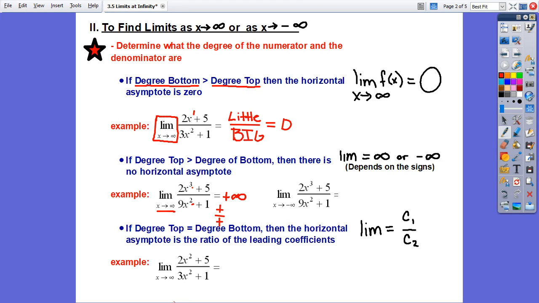Looking at the exact same function, but this time approaching negative infinity. Okay, so we know here that the degree on the top is bigger than the bottom. So we know it's either infinity or negative infinity. We've got to check the signs. Well, now I'm plugging in negative infinity. So think of it as negative infinity. What's negative infinity cubed? That would be negative infinity. Negative times negative is positive times another negative is negative. So we have 2 times negative infinity, which is negative infinity, plus 5. Well, I'm sorry, 5 is not going to cut it. The numerator is going to be negative in this case.